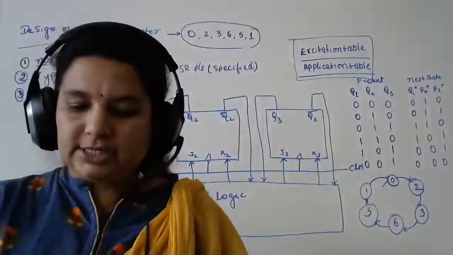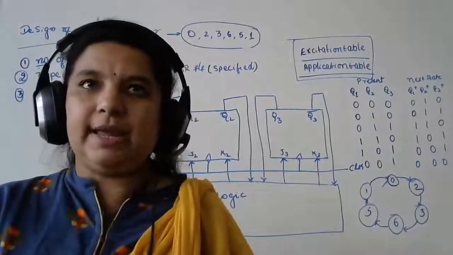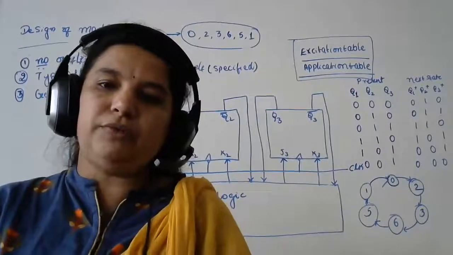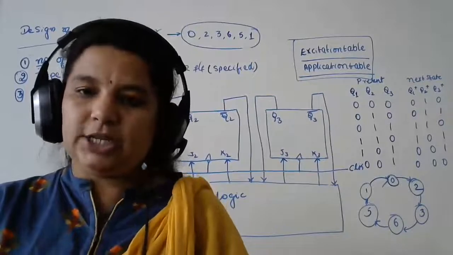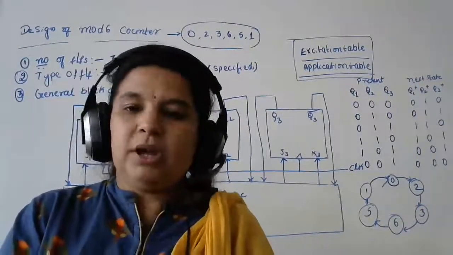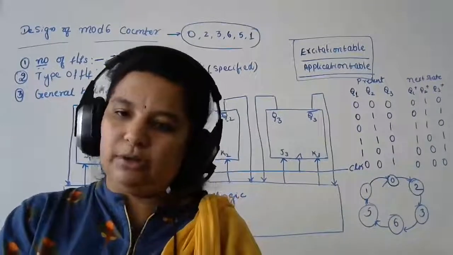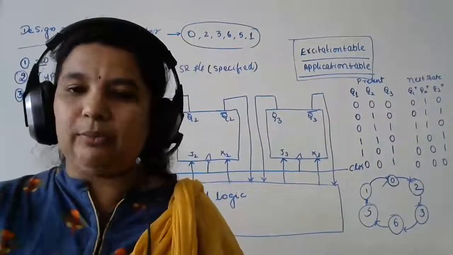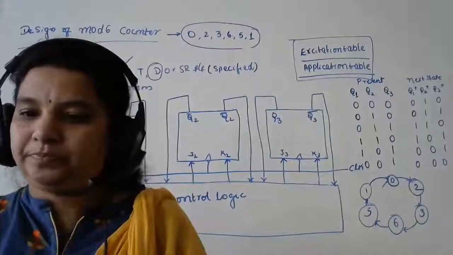So, in the next class, we will build the application table, excitation table, and build one of the counters using a JK. And in the same way, I want you people to build your T and D flip-flop based counters. That will be an assignment for you people.